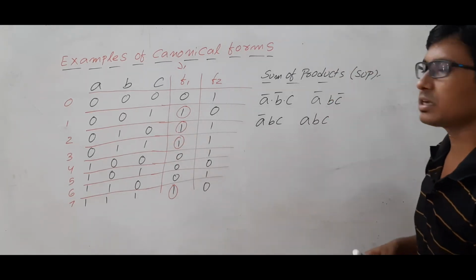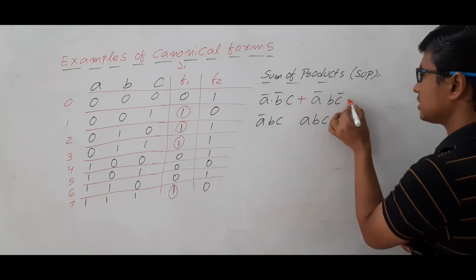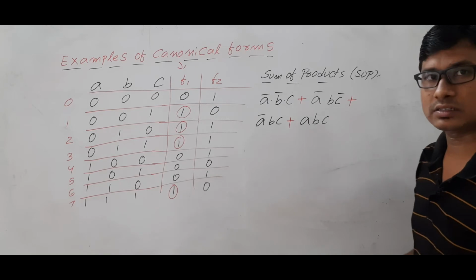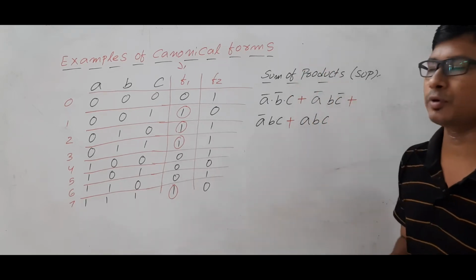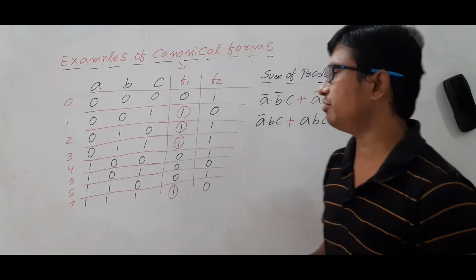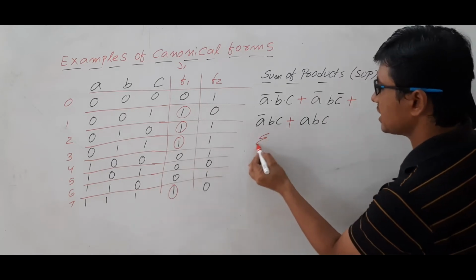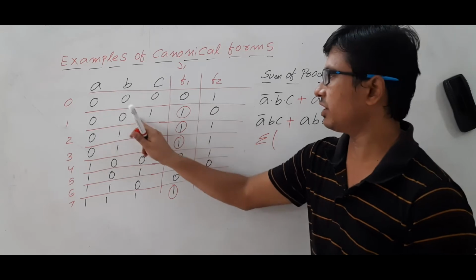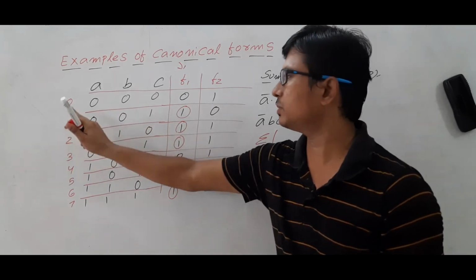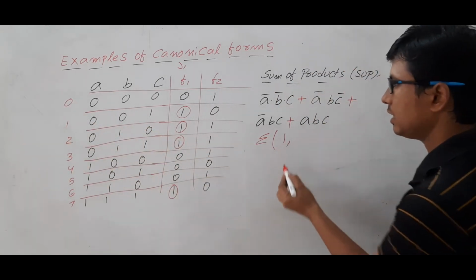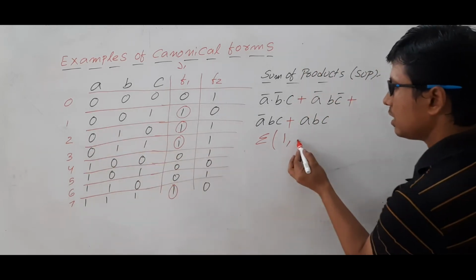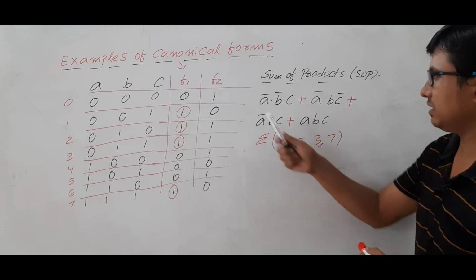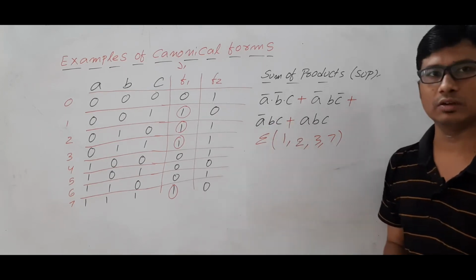So what is sum of products? You perform the sum over all the min terms, and you will get the sum of products. So this is the sum of products for this function f1. We can even represent it as sigma over, what is this value? If I convert this binary number to a decimal number, I get 1, 2, 3, and 7. So we can represent it like this, sum of products, or like this also.